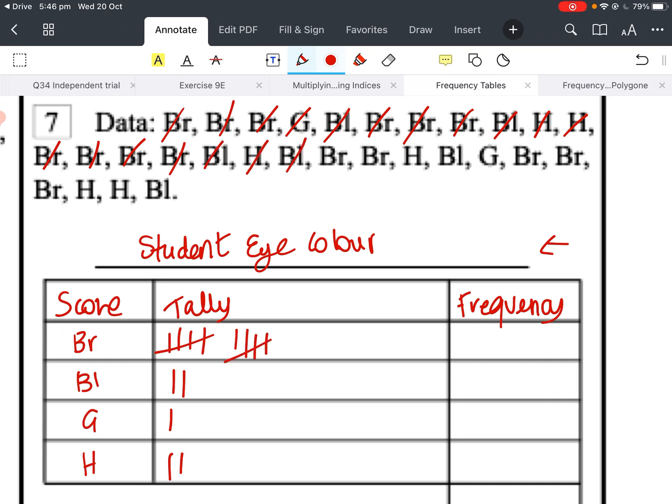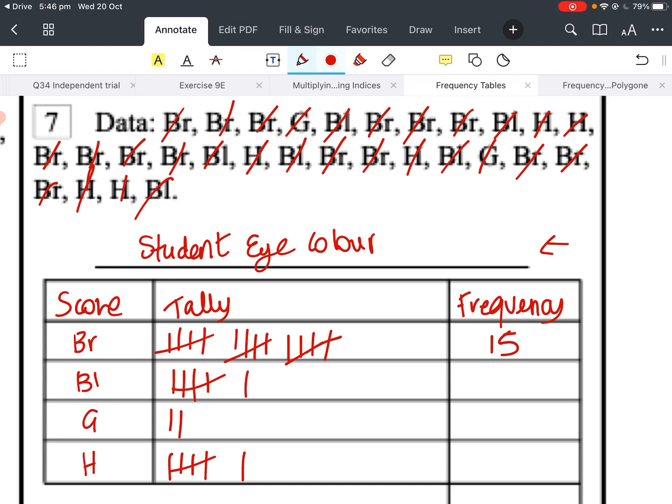Blue, hazel, blue. Blue, hazel, blue. Brown, brown, brown, brown. Hazel, blue, hazel, blue. Green, brown, green, brown. Brown, brown, brown, brown. Hazel, hazel, hazel, hazel, blue. All right, so once you've done that, put the numbers in here.